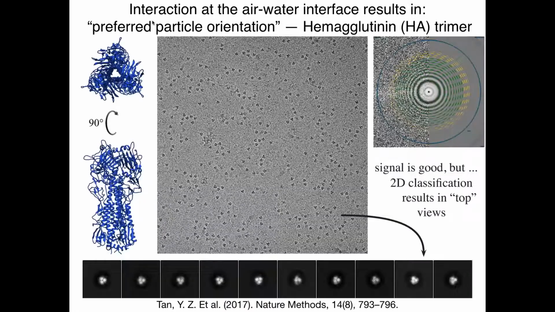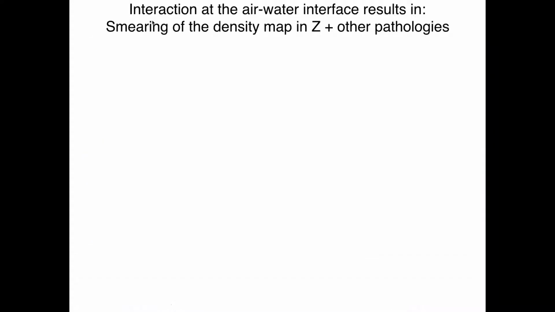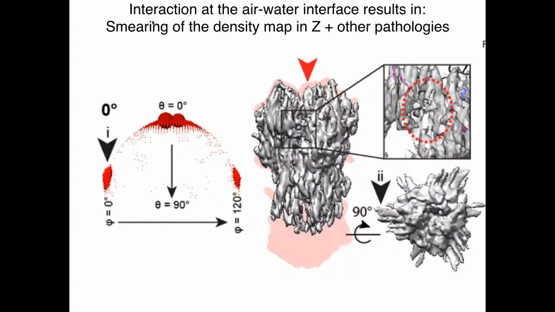What this causes is, if you take something like hemagglutinin, this is the top view and this is a side view, what you end up seeing in the case of hemagglutinin is just this one view, these top views. When you perform a reconstruction from just these top views, the actual map becomes smeared along the Z direction. So your resolution is good in XY, but it's really poor in the Z direction.